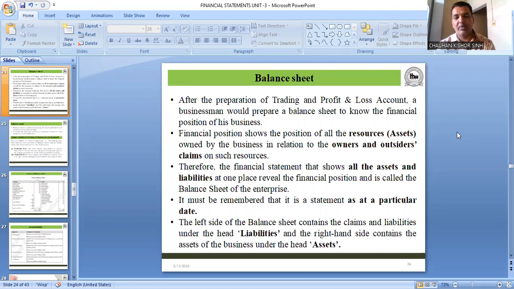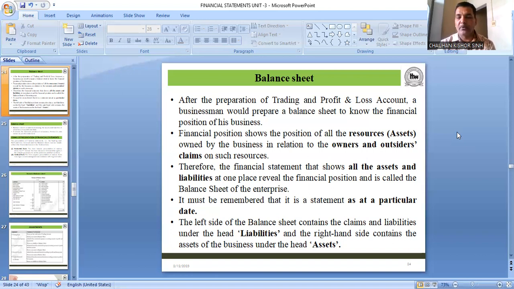Say, for example, I started my business on 1st April 2021. Then after 1 year, that means on 31st March 22, it is but obvious that I would be interested in knowing how many assets I have, what amount I have to pay to the outsider, what is my capital in the business. For that, I have to prepare one statement, and that statement is the balance sheet. So in balance sheet, what we will record? In balance sheet, we will record assets and liabilities.